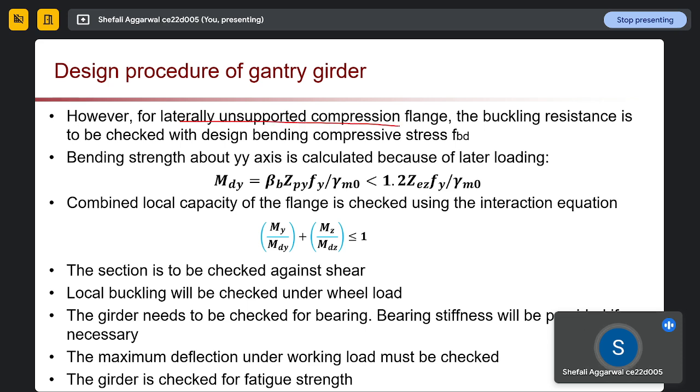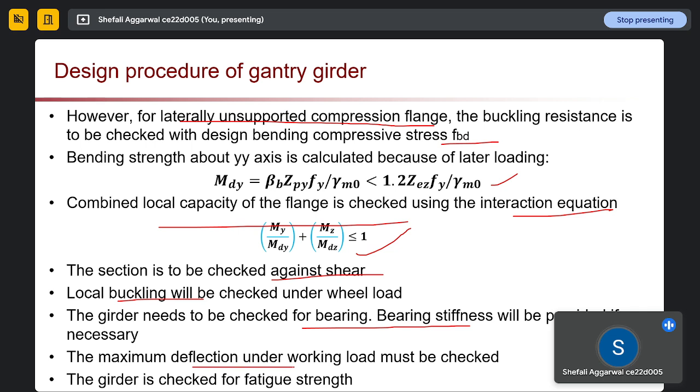However, for a laterally unsupported compression flange, the buckling resistance is to be checked with the design bending compressive stress fbd. About the y-axis, the same formula is there. That was the x-axis, this is the y-axis. And then we check our section for local capacity using the interaction formula. If this is followed, then our section is correct. Again, we check if the section is safe against shear, safe against buckling and bearing stiffness, safe against deflection, and lastly for fatigue.